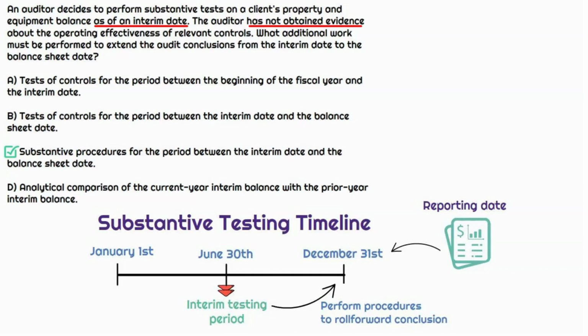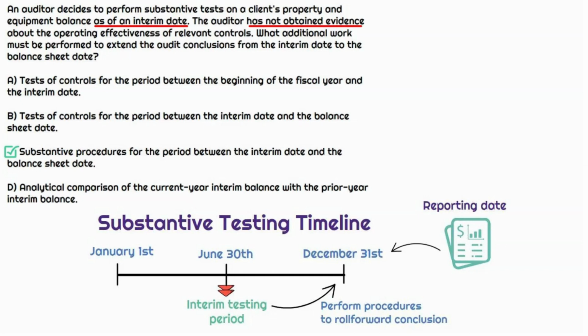And more often than not, that's just testing a few more items, right? So let's say that they tested 40 items for the year. Well, they might test 30 through an interim period, and then they'll leave a few more sample testing to be done at the end of the year, right? That's how they can roll forward the conclusion and still say, okay, we feel comfortable that property and equipment balances are reasonably stated here based on our substantive testing procedures performed throughout the whole year, right?